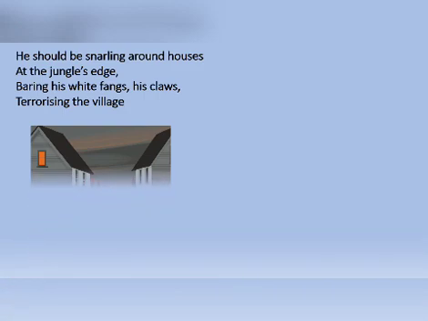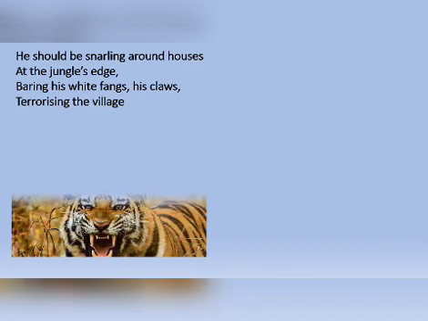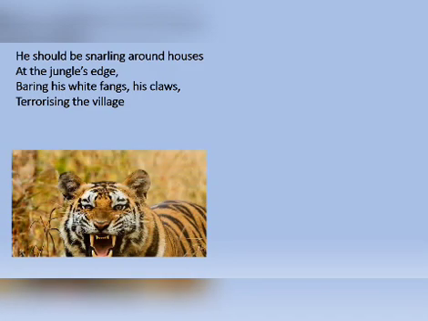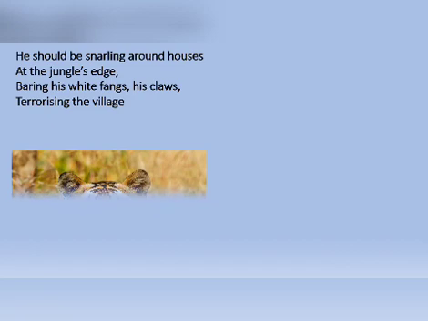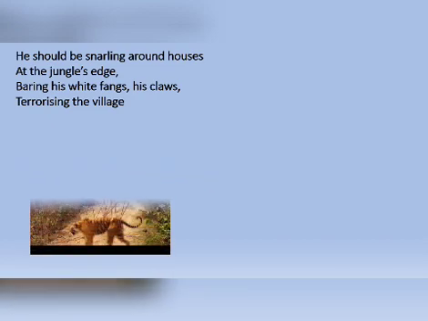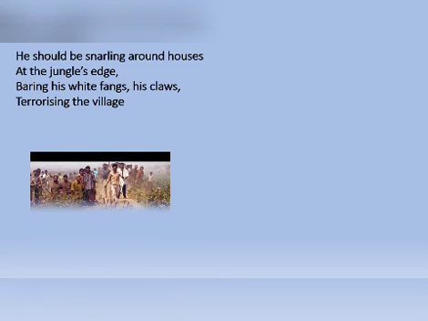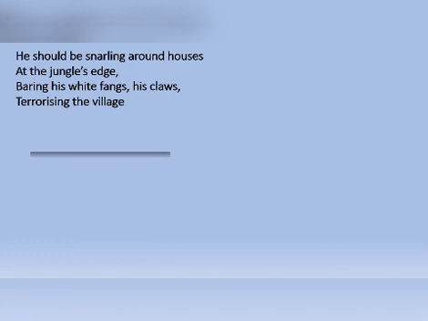He says that the tiger would be growling at the edge of the jungle near some village. He would be showing his white fangs and claws while moving here and there with the intention of scaring all the inhabitants of that village. He would thus become a cause of terror for the villagers. The poet here gives us a hint that if we destroy the natural habitat of tigers, they will be forced to turn to our towns and villages to find their food.